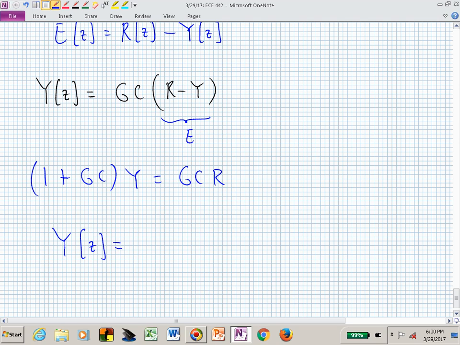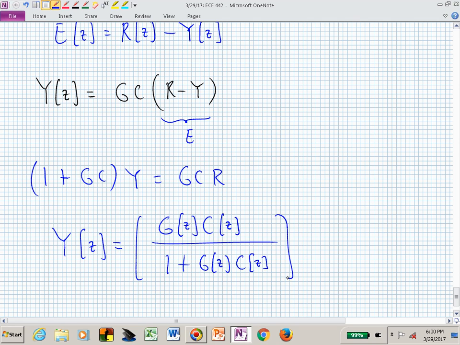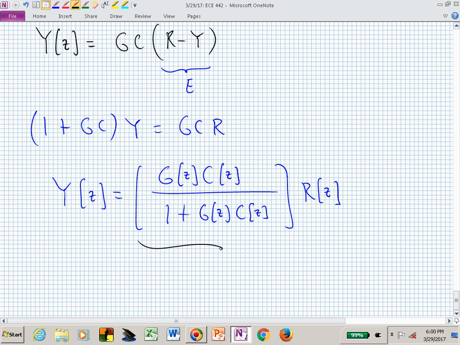I'm going to solve for Y of Z. I can just divide both sides by 1 plus GC, where I now have Y of Z equals G of Z, C of Z, over 1 plus G of Z, C of Z, times R of Z. And this is our transfer function between the reference input R and the output Y in terms of our plant G and our controller C. Questions on that?